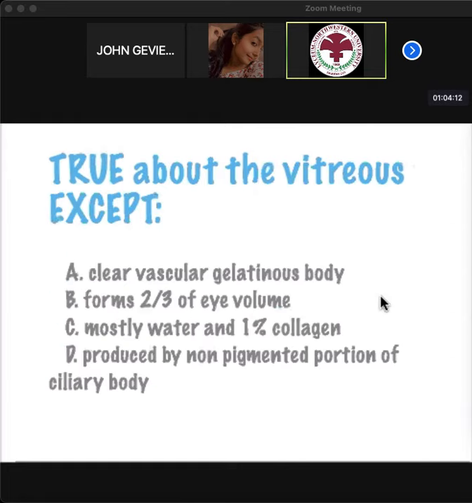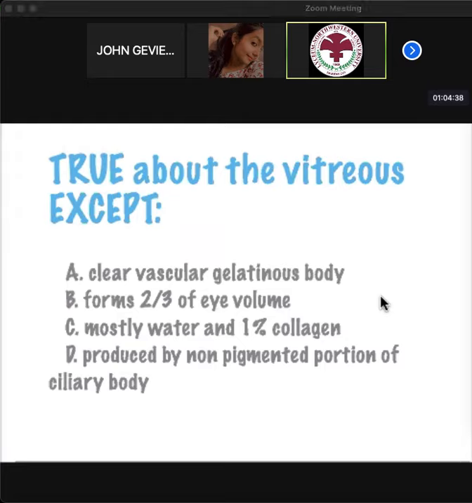True about vitreous, except: A, it is a clear, vascular gelatinous body? B, it forms 2/3 of the eye volume. C, it's mostly water and 1% collagen. D, it's produced by the non-pigmented portion of the ciliary body. The answer is A, very good. It is clear, but it is avascular.